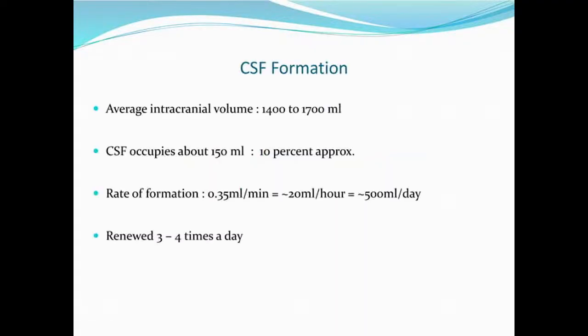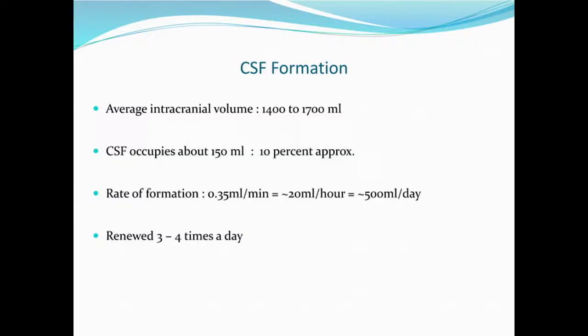So in anatomy and physiology, you are versed about the intracranial volume and CSF. The cranium is a closed cavity. Inside that there are three things: brain, CSF and blood. The average cranial capacity of a human is 1400 to 1700 ml, and approximately 10% is occupied by the CSF, usually 140 to 150 ml.